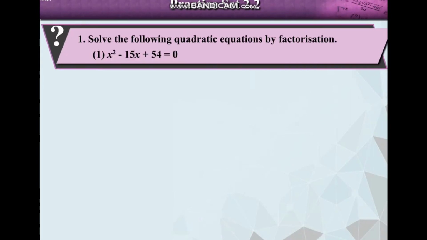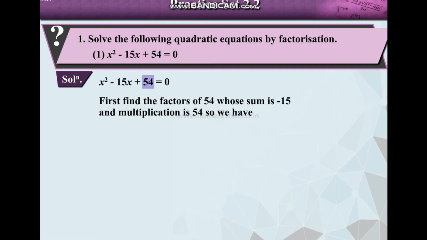Practice set 2.2. Solve the following quadratic equations by factorization. 1. x squared minus 15x plus 54 is equal to 0. Solution: x squared minus 15x plus 54 is equal to 0. First, find the factors of 54 whose sum is minus 15 and multiplication is 54.